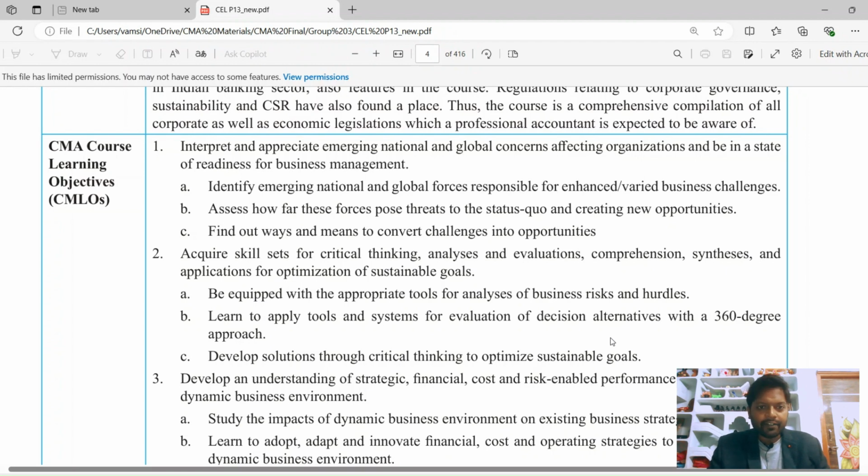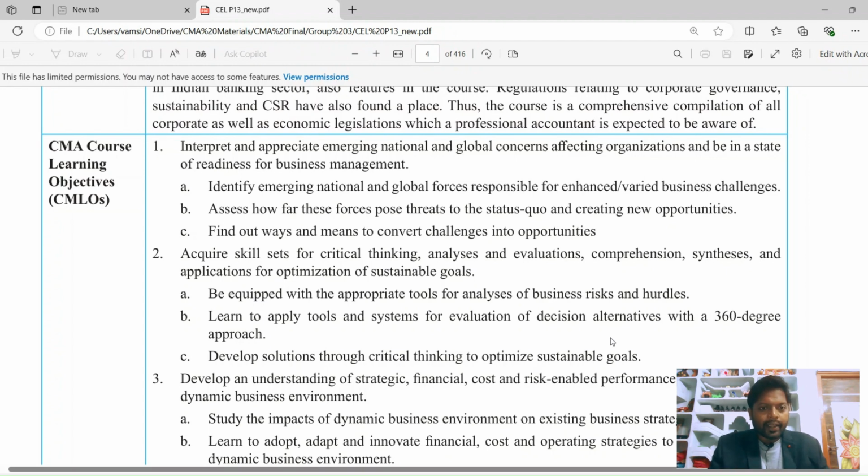Identify emerging national and global forces responsible for enhanced or various business challenges, assess how far these forces pose threats to the status quo and create new opportunities, and find out the ways and means to convert the challenges into opportunities. So when we are working for a company, we should be in a position to understand the situations faced by the company, what threats the company is going to face, how to bring the company out of the threats, and if the company is facing a larger number of threats, how to convert the risks into opportunities. We should gain the knowledge in order to do all this.